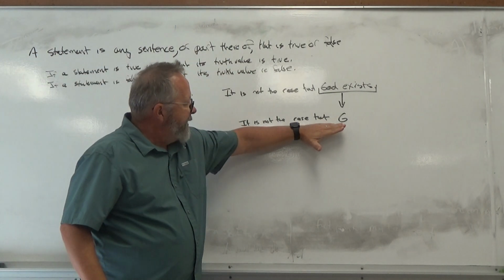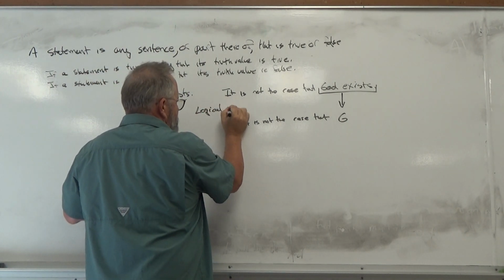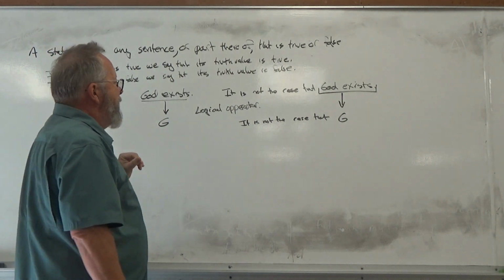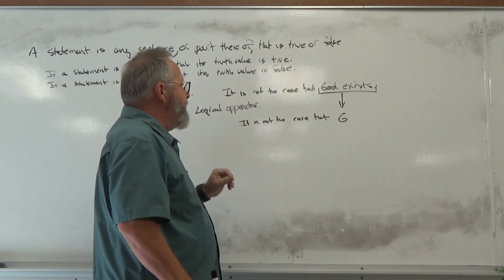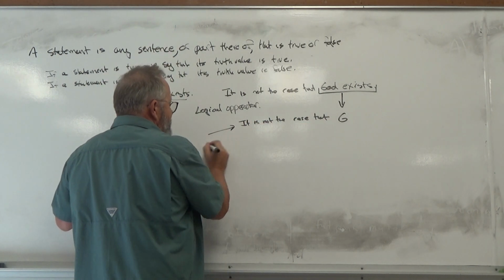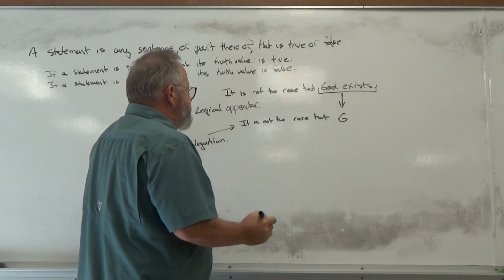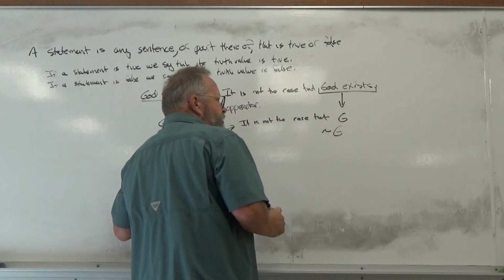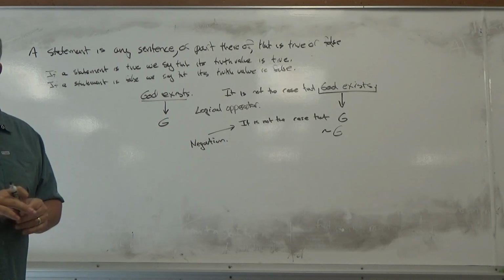Now this, it is not the case that, is a logical operator. Okay, a logical operator, okay? And so now we're going to symbolize the logical operator. It is not the case that is the logical operator negation. Okay? And we symbolize negation by tilde, so it would be not G, and we would be done. Everybody understand that? Okay? It is not the case that.